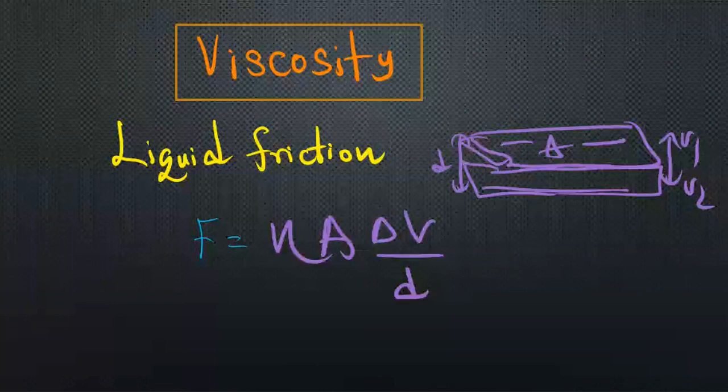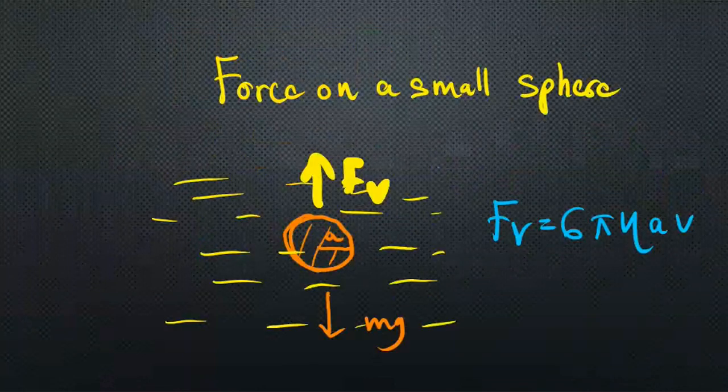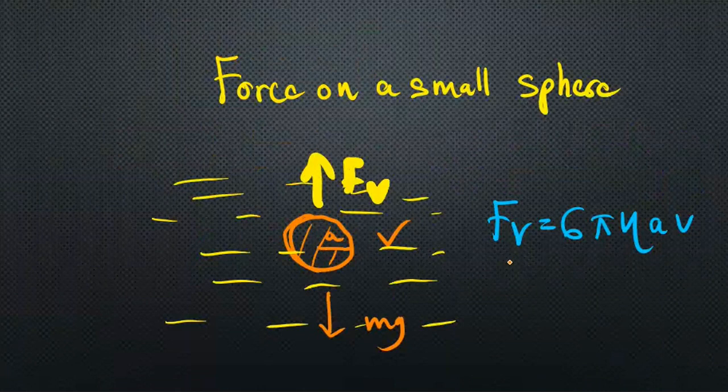Moving to the other equation, force on a small sphere. So this small sphere is moving downwards, say for now, with a velocity of V. The liquid friction applied on it is given by this equation: Fv equals 6 pi eta a V. Here eta is the coefficient of viscosity, a is the radius of the sphere, and V is the velocity.